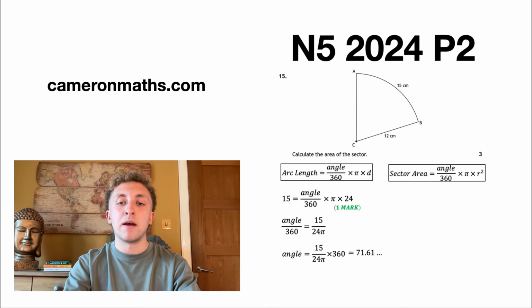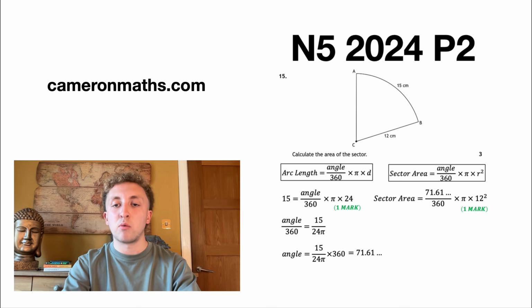Then we'll take that and sub it into the sector area formula, and we'll say that the area is equal to 71.61 over 360 times pi times 12 squared, and the calculator of that comes to 90 centimetres squared.